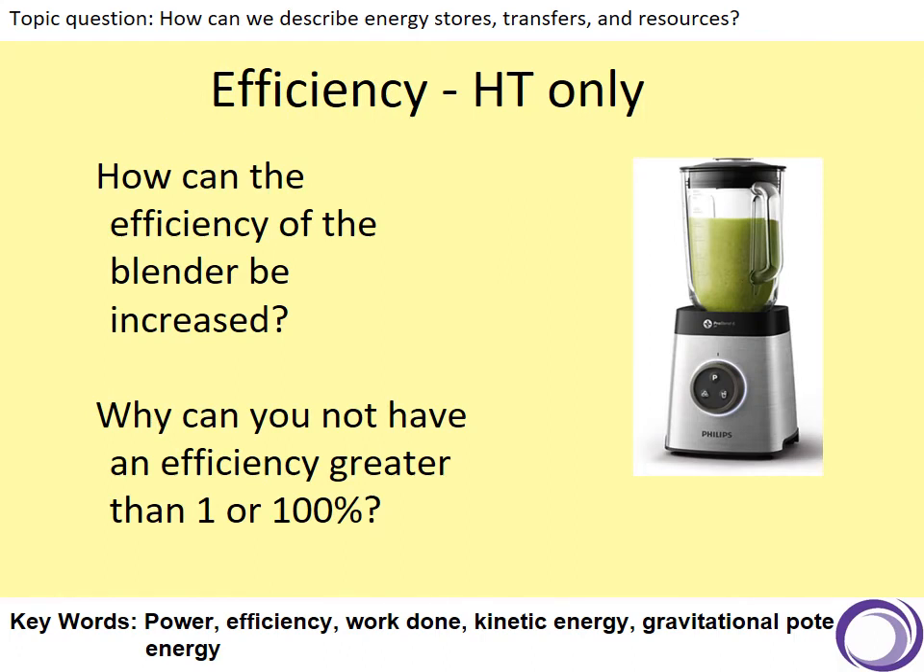So this is for higher tier only. How can the efficiency of the blender be increased? So how can any energy or power input be transferred more usefully, so there's less energy or power being wasted? And why can you not have an efficiency greater than 1 as a decimal, or 100%? So pause the video here, have a little think about it, jot some ideas down, and then continue on.